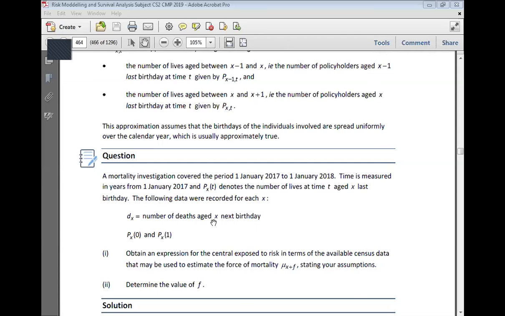Are you guys still understanding the question? So what is the definition that I'm using here to record the death?